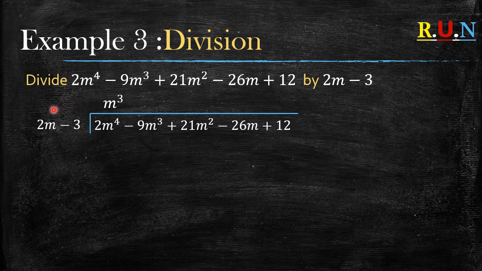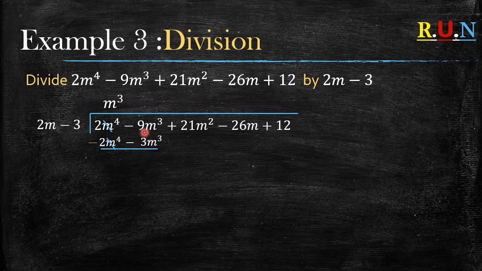So this m to the power 3 multiplied by 2m gives us what? It gives us 2m to the power 4. Okay, and then again m to the power 3 multiplied by this negative 3 gives us a negative 3m to the power 3. Okay, so from this point we draw our line, bring out our minus sign, and then we subtract. So what is 2m to the power 4 minus 2m to the power 4? It will cancel out and it will give you a 0.